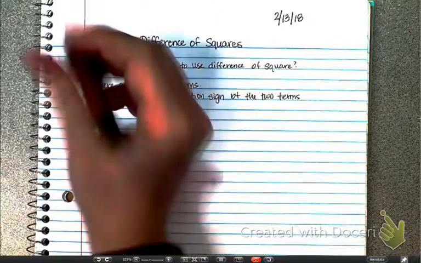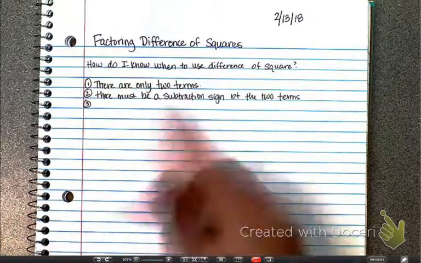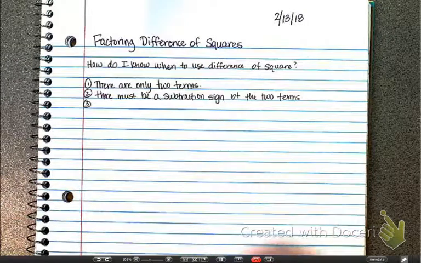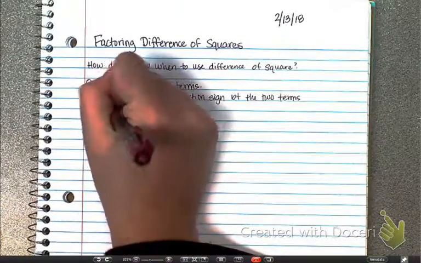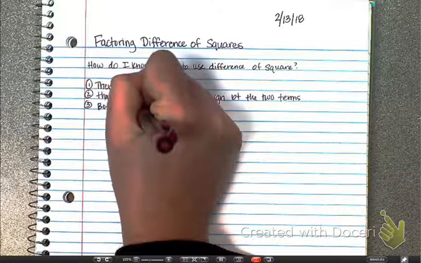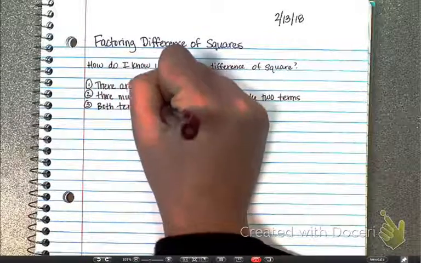And then the last one. So these two are easy to identify. The last one you have to think a little bit harder, but not much. But both terms must be perfect squares.